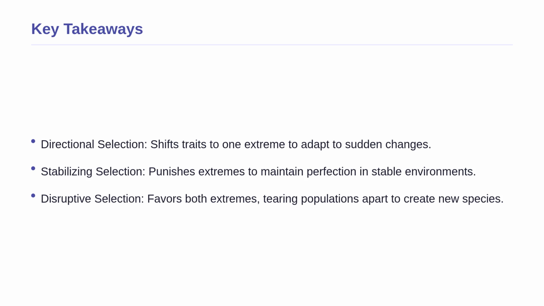As we wrap up our exploration of natural selection, let us review the three fundamental ways nature shapes populations. Directional selection pushes a population toward one extreme to adapt to sudden changes. Stabilizing selection punishes extremes to maintain perfection in a stable environment. And disruptive selection favors both extremes, tearing a population apart and driving the creation of new species. You now have a solid mathematical and conceptual understanding of how evolution actively molds life on Earth.